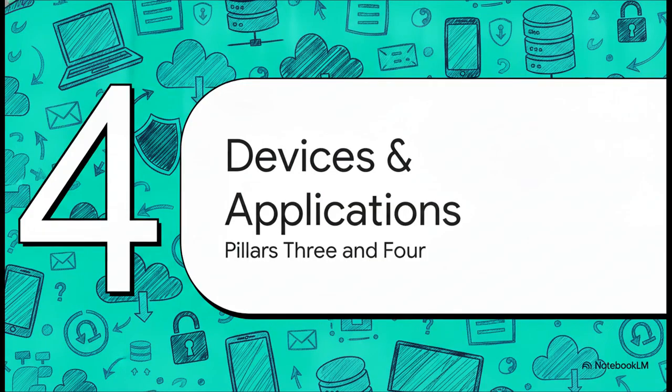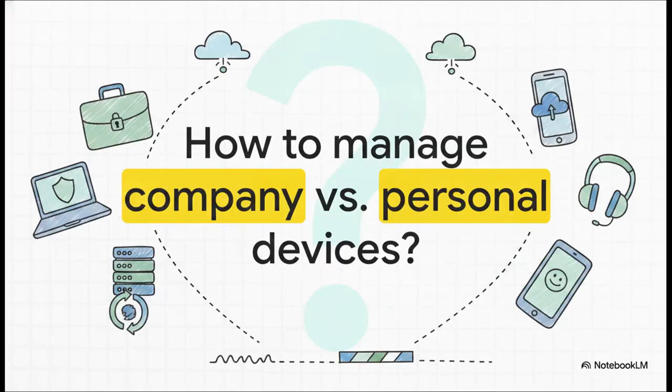Keeping with our rule of 4, let's move to Section 4, Devices and Applications, Pillars 3 and 4. So here is a massive real-world challenge for a remote-first workplace. How exactly do we securely manage company-owned hardware versus personal devices? If you treat them the exact same way, you're either going to totally violate user privacy or you're going to completely compromise corporate data. It's a really tricky tightrope to walk.